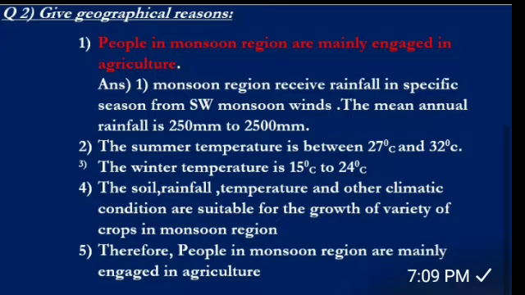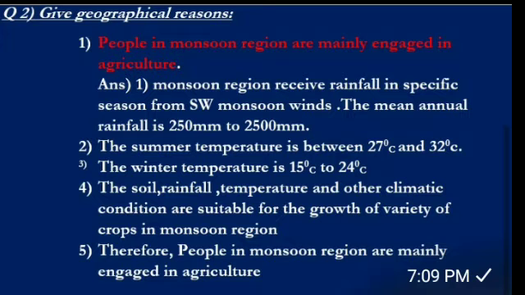Now see student, why are people of the monsoon region mainly engaged in agriculture? Means why is agriculture their main occupation? So first of all, we have to write down the temperature, right? The annual rainfall of the monsoon region is 250 mm to 2500 mm.